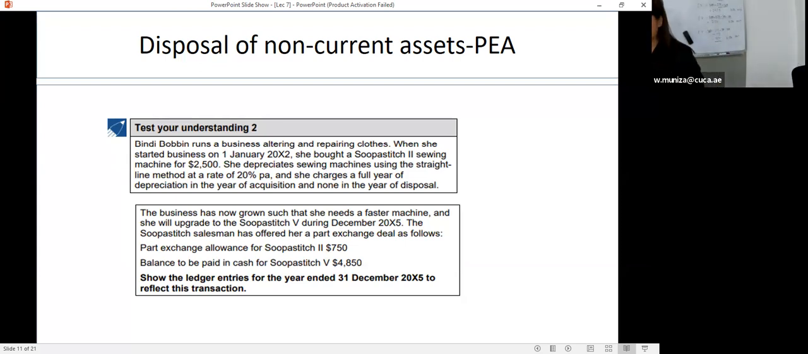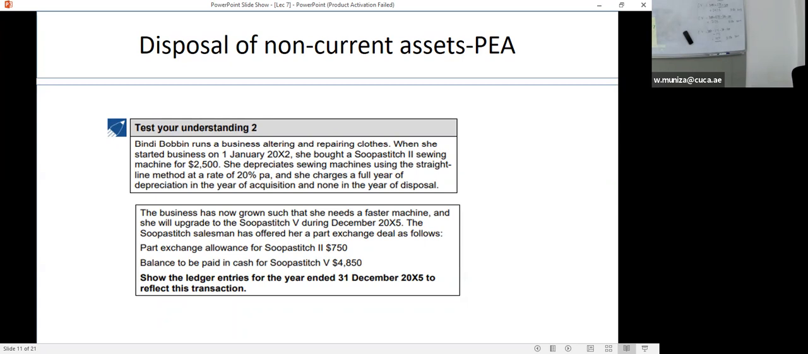Let's start doing it together. Okay. Binti Bobin runs a business altering and repairing clothes. When she started business on 1st January 2002, she bought a Super Stitch 2 sewing machine for 2,500. This is the first portion. So on 1st January 2002, when the asset has been purchased, what is the accounting entry?